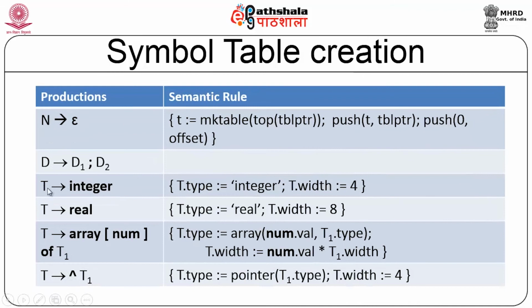It will be N produces epsilon, which is going to be simply calling a make table, and to make table the argument now corresponds to the top of table pointer as address. That is, the calling function's symbol table's address is now available in the table pointer stack. So, I will do a top and then I will use that to create a new table.